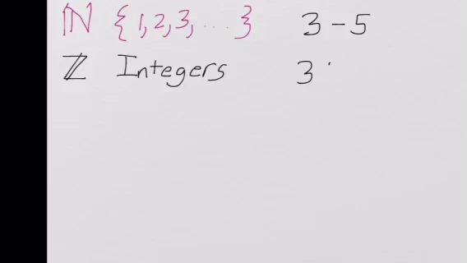But we run into the problem. We can't do 3 divided by 4. That's not going to stay within the integers. So we now expand our number system to include fractions, so that's going to be the rational numbers.